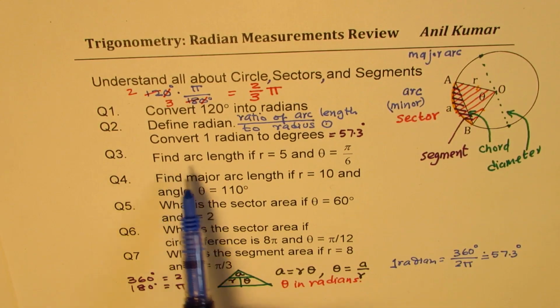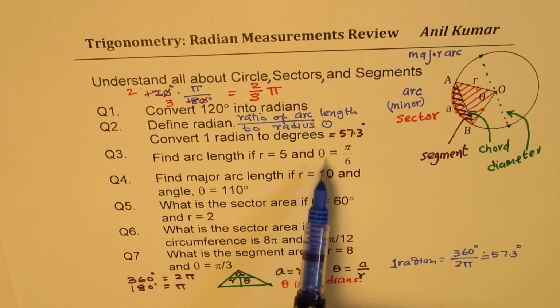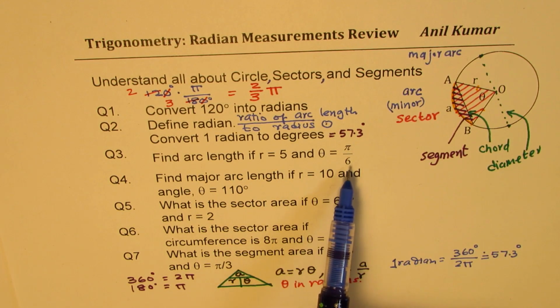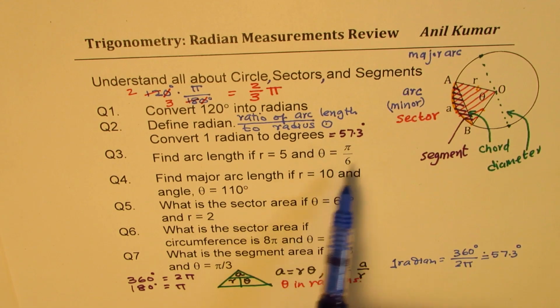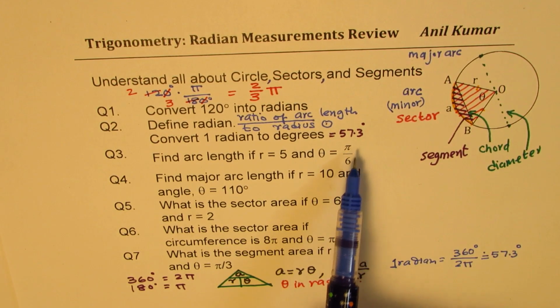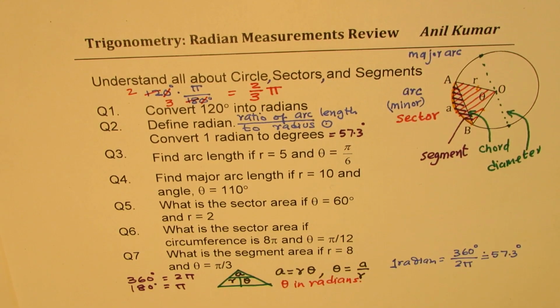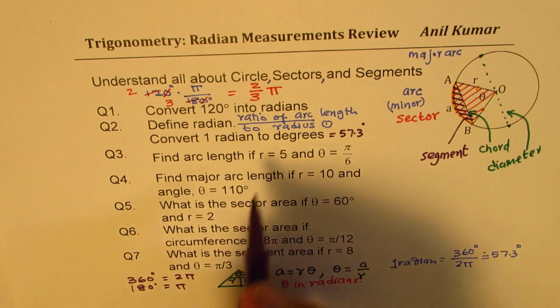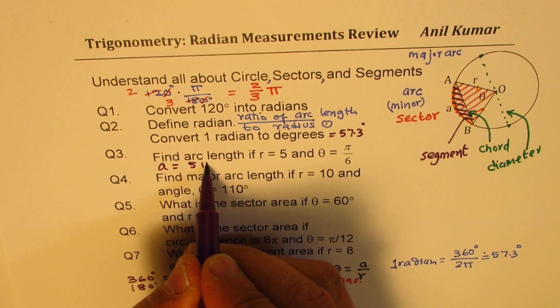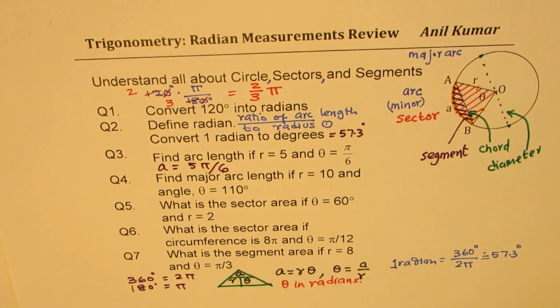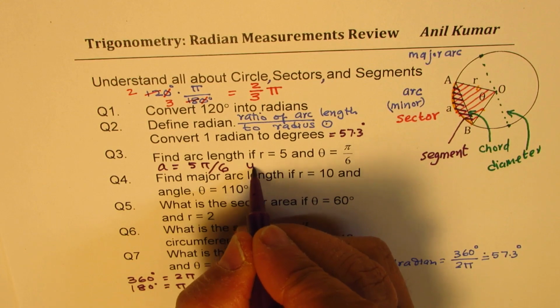Question 3. Find arc length if r equals 5 and theta equals pi by 6. So we're given theta in radians. Whenever we use pi in this kind of scenario and we do not write degrees, it is assumed to be radians. So radians is the default unit when you are working with circles. Remember that. The arc length formula we know is A equals r theta, so you can find arc length A as the product of these two. So it is 5 pi by 6. Simple as that. That is the length, and you can just write units.